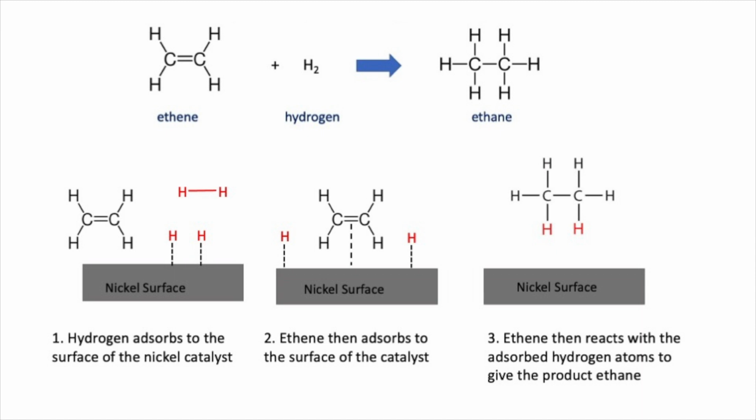Now, instead of using nickel, we could use platinum or palladium, and the reaction would work in exactly the same way. And many heterogeneous catalysts work in this way, where molecules adsorb to the surface of the metal or the metal compound, and a reaction takes place on the surface of the metal or metal compound. Now, nickel is an example of a heterogeneous catalyst here because it's a solid and the reaction is in a different physical state to the nickel. The ethene, hydrogen and ethane are all gases, and the nickel catalyst is a solid.